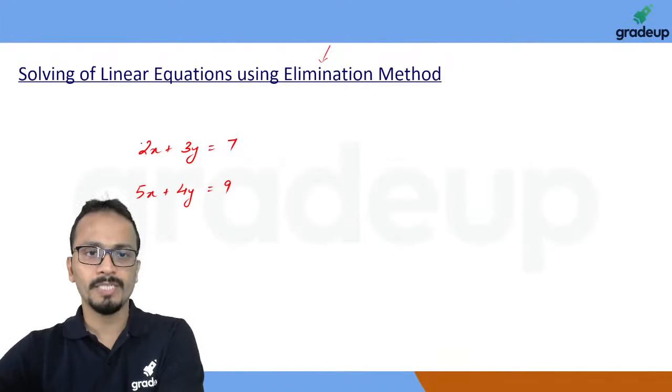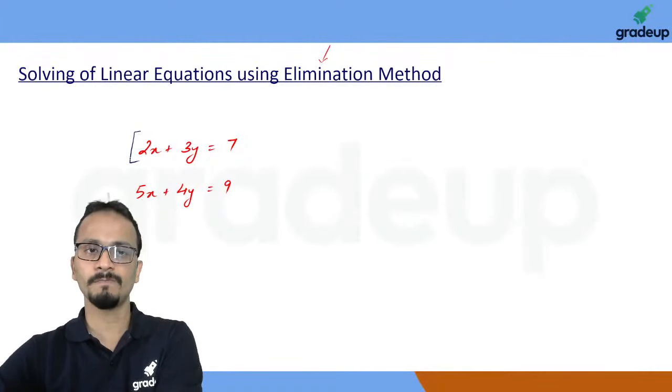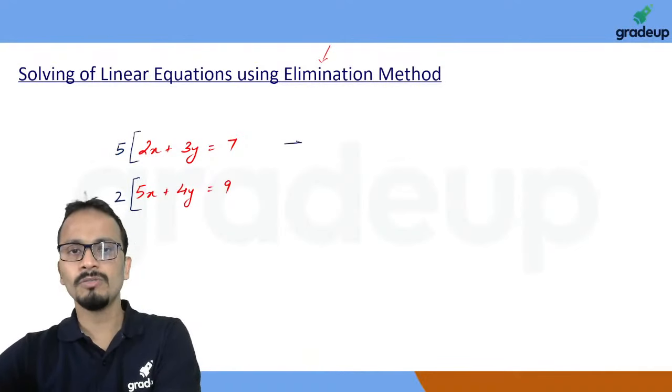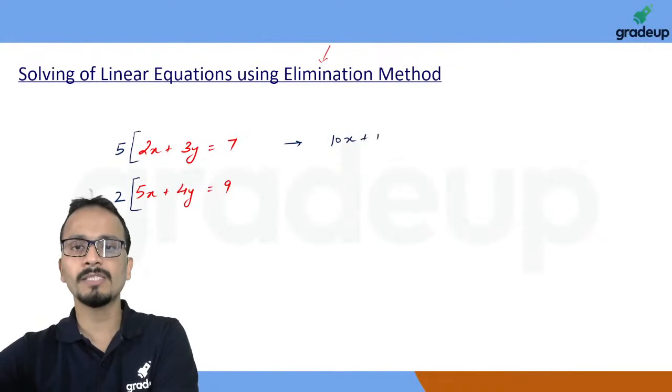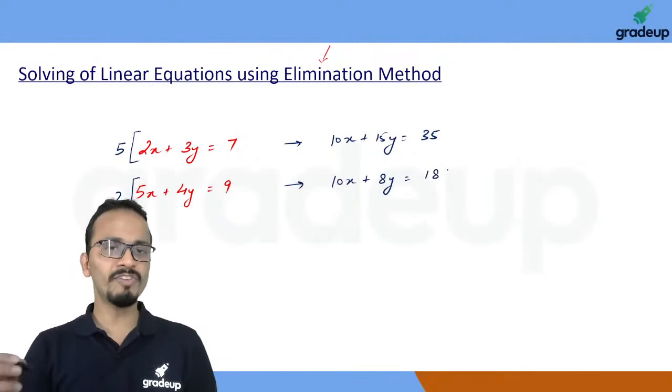To eliminate x, I'll multiply the first equation by the coefficient of x of the second equation. So I'll multiply the first equation by 5 and I'll multiply the entire second equation by 2. Equation number 1 will become 10x plus 15y equals 35, and the second equation can be written as 10x plus 8y equals 18. So I have multiplied the first equation by 5 and the second equation by 2.